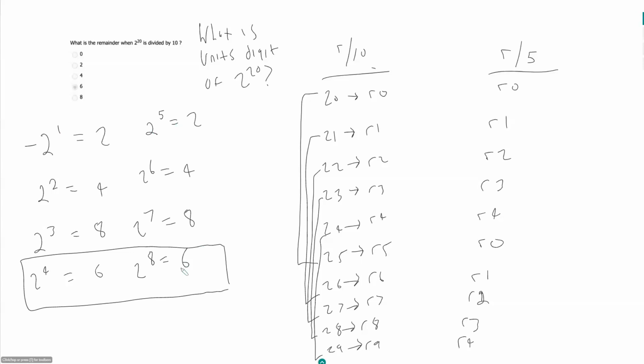And so if it has a units digit of 6, that's the same thing as having a remainder of 6, D. And we could check this if we want. This row will contain 2 to the 4th, 2 to the 8th, 2 to the 12th, 2 to the 16th, and 2 to the 20th.